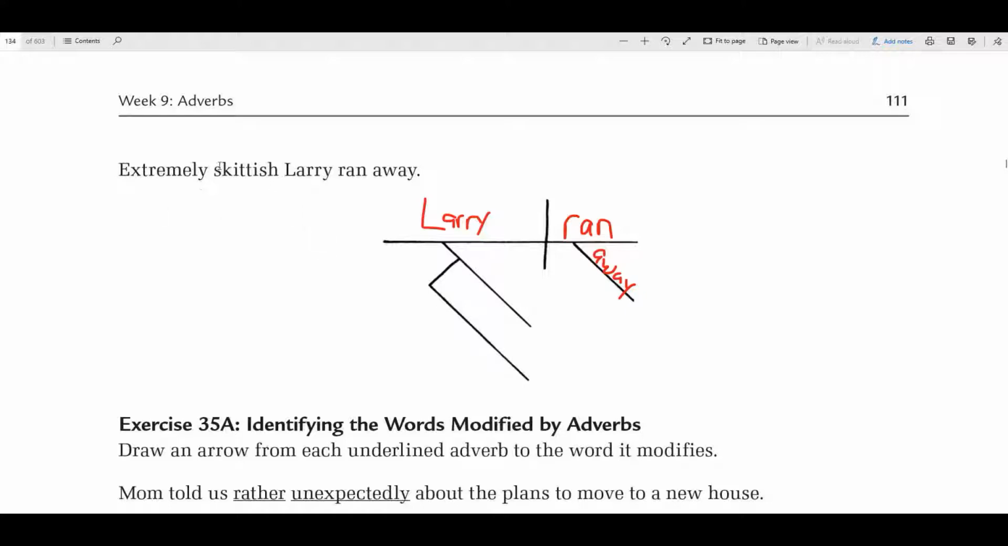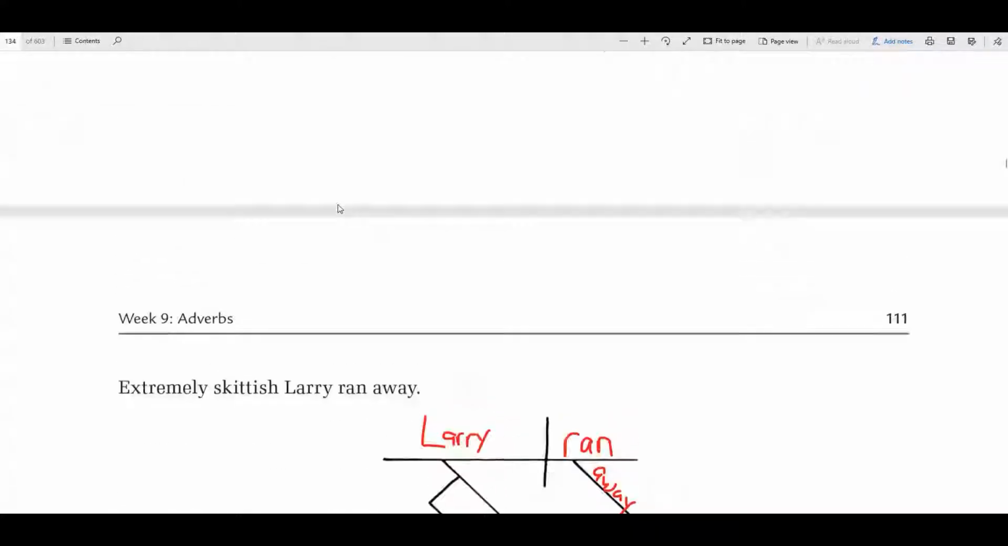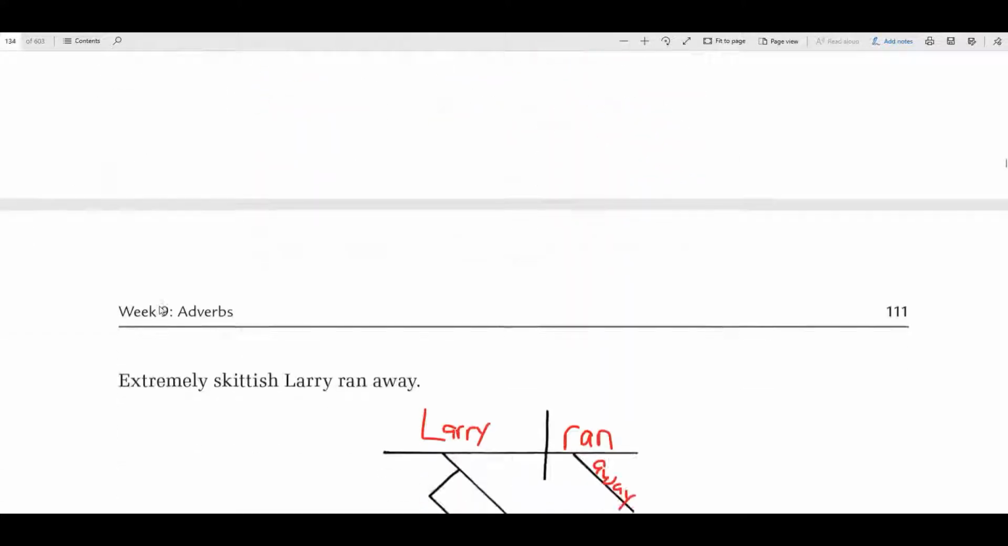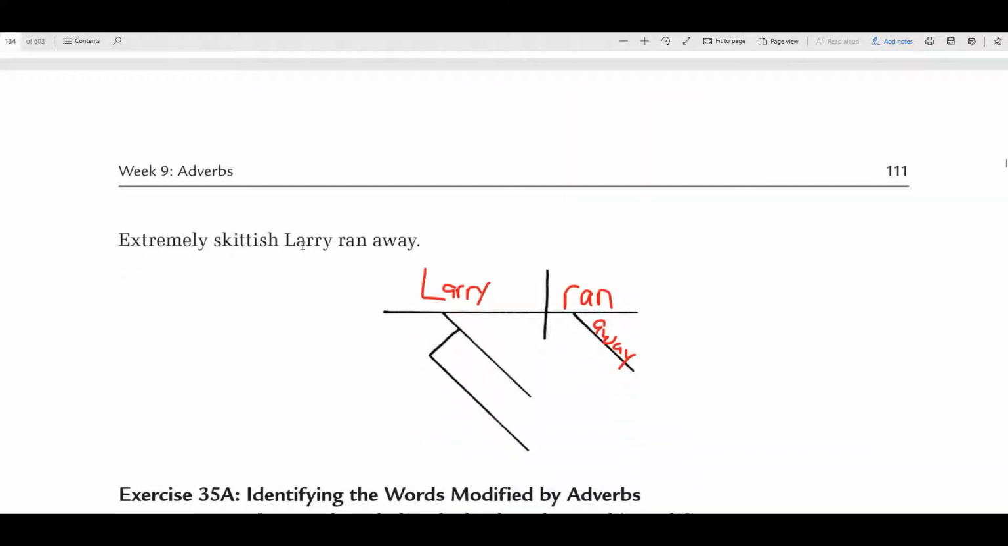Okay. Now over here, these are going to be adverbs explaining, actually no, adjectives describing a noun, because look up here. An adverb describes a verb, an adjective, or another adverb. An adverb does not describe a noun. And Larry is a noun. Okay? Now, skittish is an adjective that tells which Larry. The skittish one. Skittish means like scared. Or the one that gets scared easily.